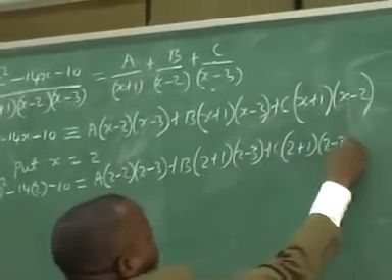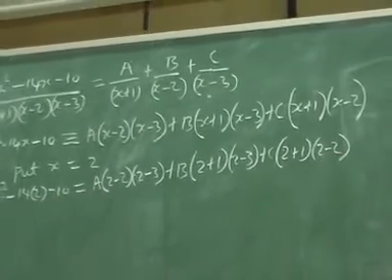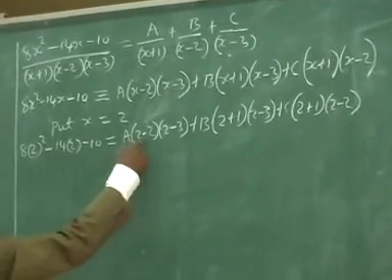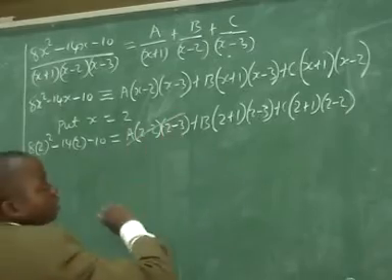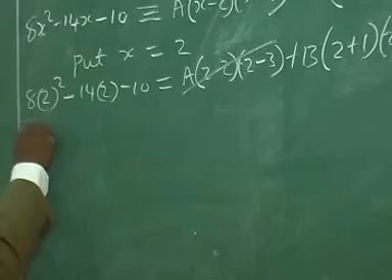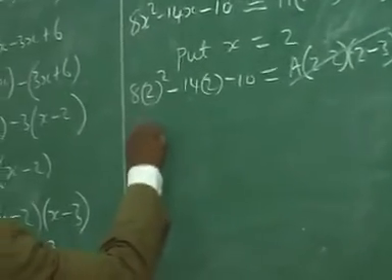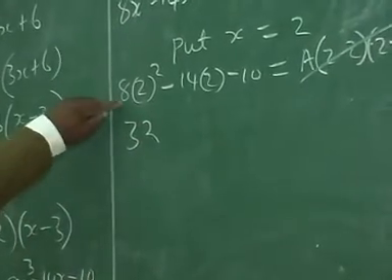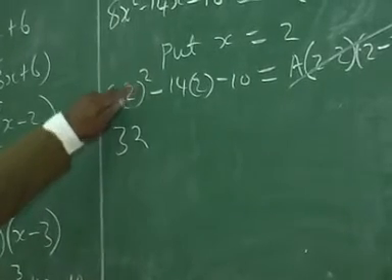So what do we observe? Observe that this place will become 0. So everything here and everything here will go because here will become 0. Now this is 32, as 32 is 8 times 4 because 2 squared is 4.